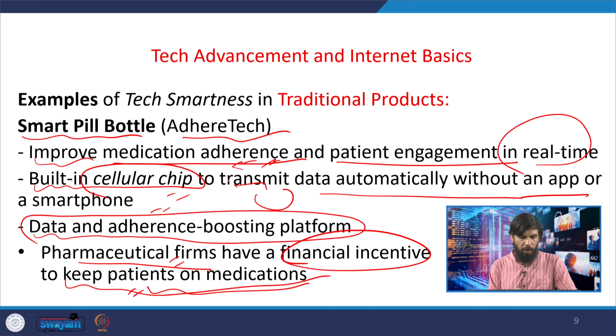So overall, notification and other mechanisms through this cellular chip can be managed. In case a patient misses a particular medication, a particular time slot in the schedule, then there can be a notification, people can come and help. So overall medication adherence can increase, and patient engagement can increase.